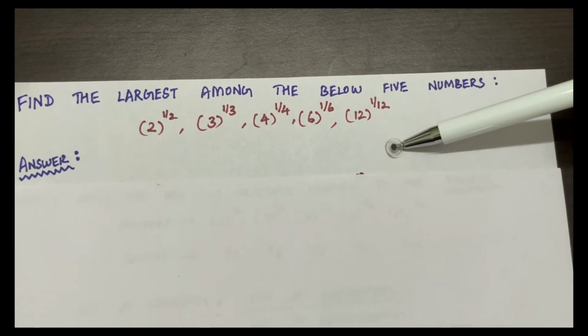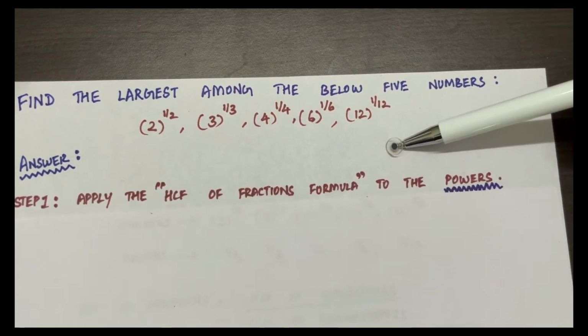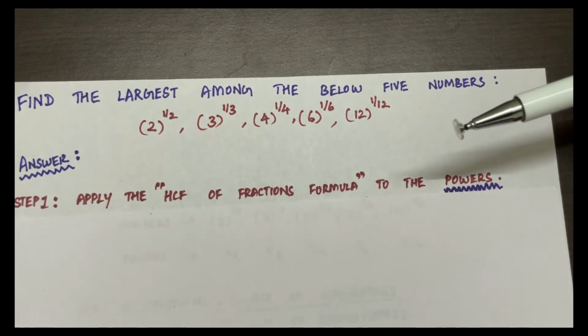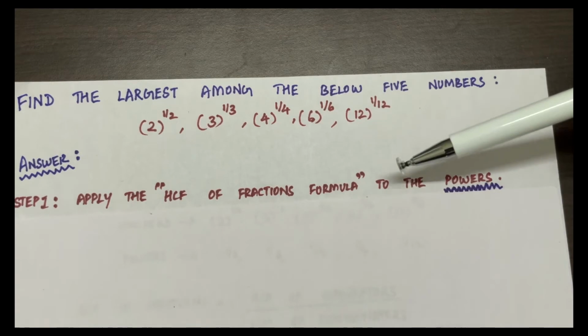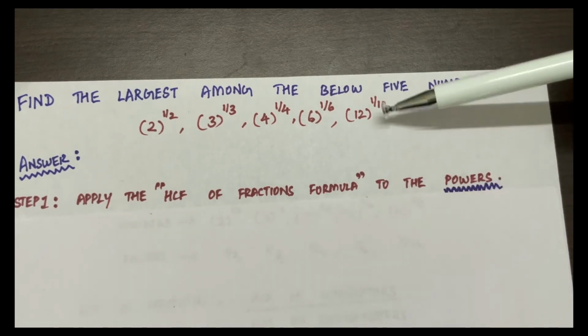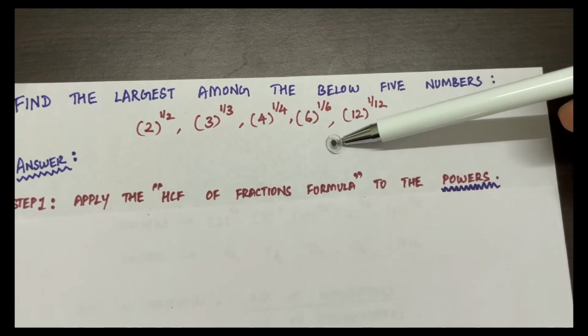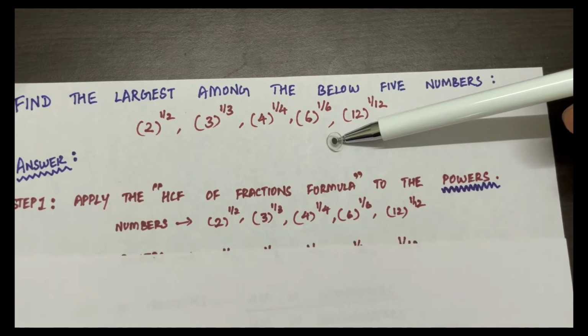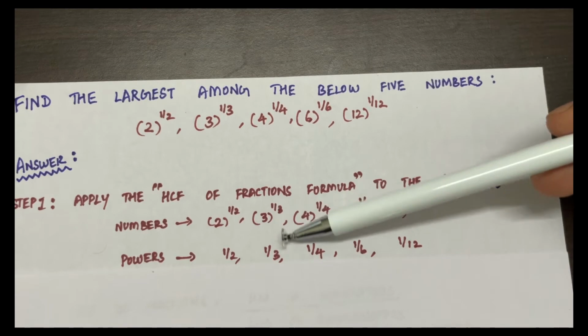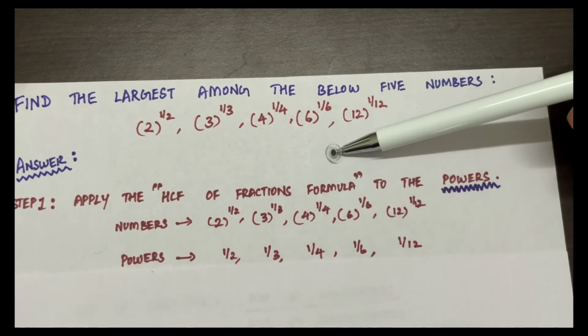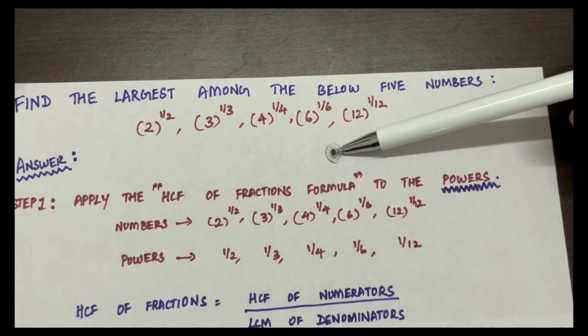So let's begin. For the first step, we'll be applying the HCF of fractions formula to the powers. Powers are the ones outside the bracket. So these are the numbers and these are the powers. I just extracted these powers from these numbers and wrote them separately. Now I'll be applying the HCF of fractions formula.